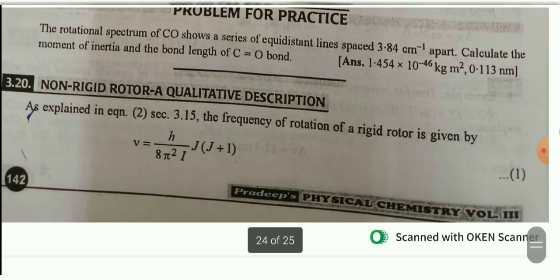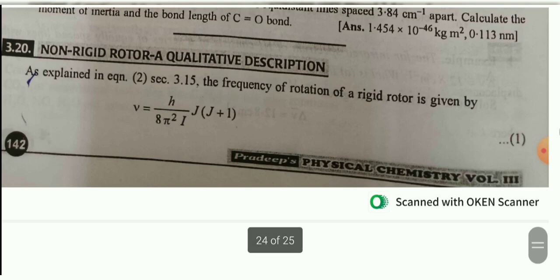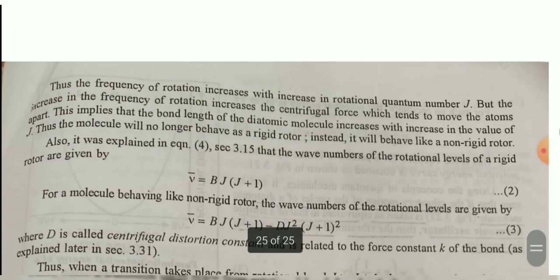Next heading 3.20. Non-rigid rotator, a qualitative description. As explained in equation 2, section 3.15, the frequency of rotation of a rigid rotator is given by nu equals h upon 8 pi square I into J plus 1. Thus, the frequency of rotation increases with increase in rotational quantum number J. But the increase in the frequency of rotation increases the centrifugal force, which tends to move the atoms apart. This implies that the bond length of the diatomic molecule increases with increase in the value of J. Thus, the molecule will no longer behave as a rigid rotator. Instead, it will behave like a non-rigid rotator.